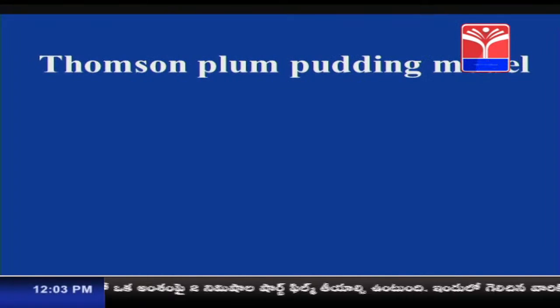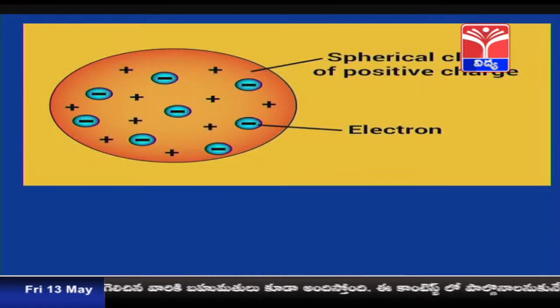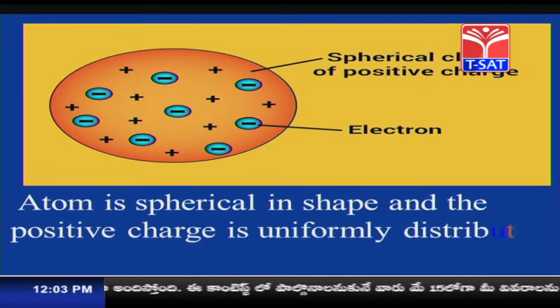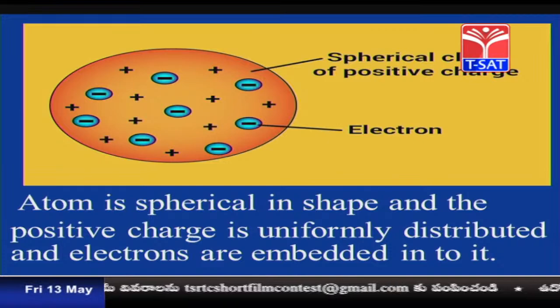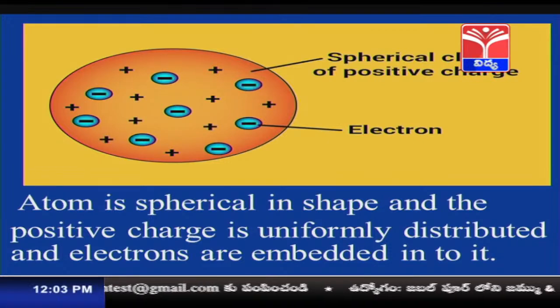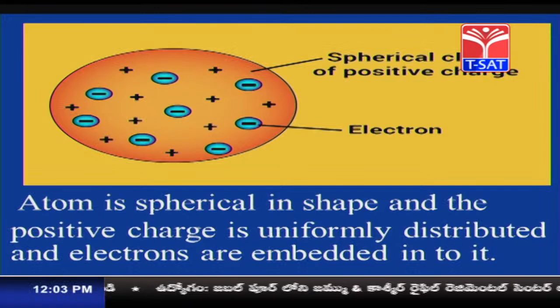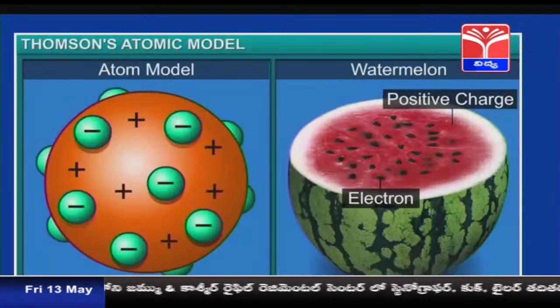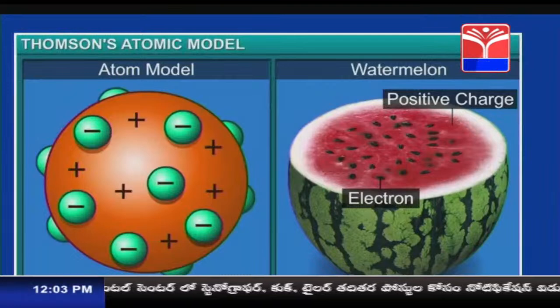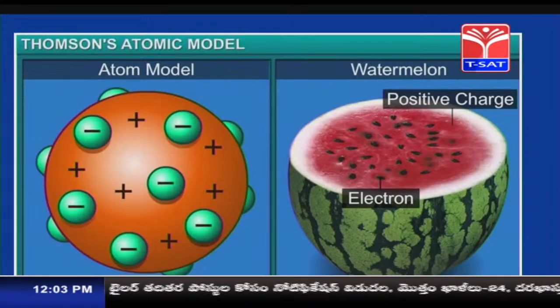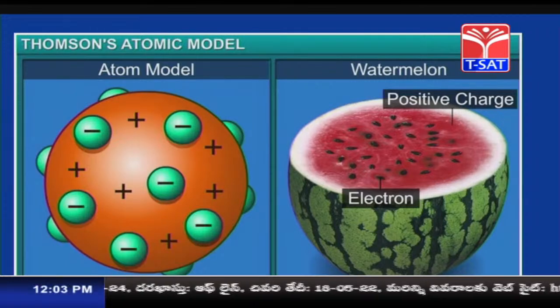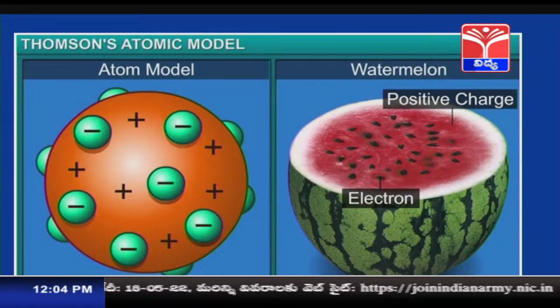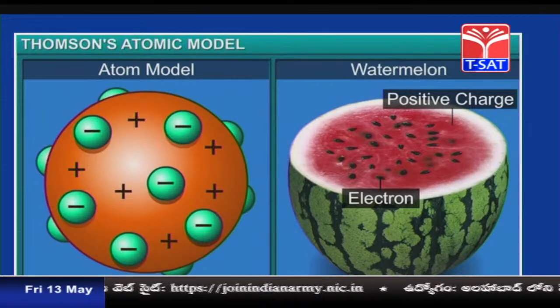Among all, the first one is the Thomson plum pudding model. According to the Thomson plum pudding model, the atom is spherical in shape, the positive charge is uniformly distributed and electrons are embedded in it. Thomson compared the atom with a watermelon, where the red pulp is distributed and seeds are embedded inside the pulp. In the same way, inside the atom also electrons are embedded in the positive charge.